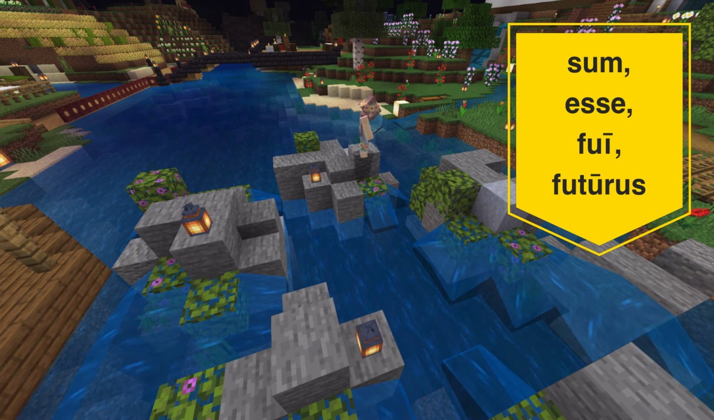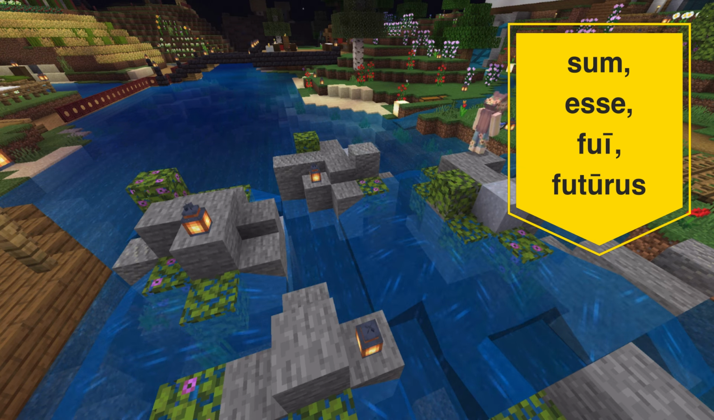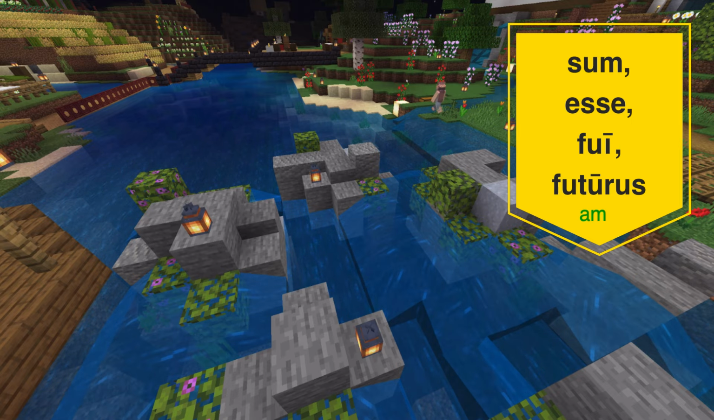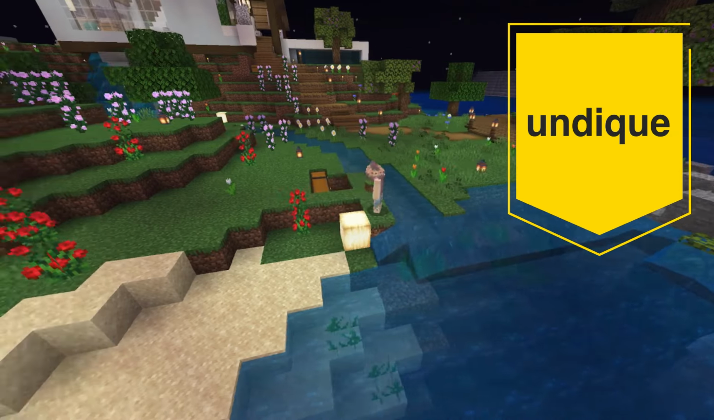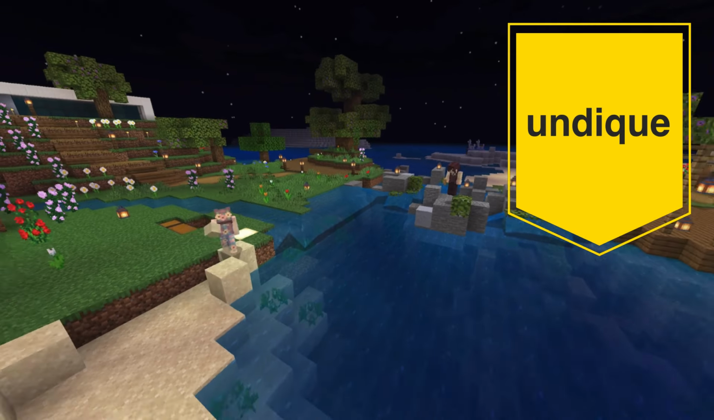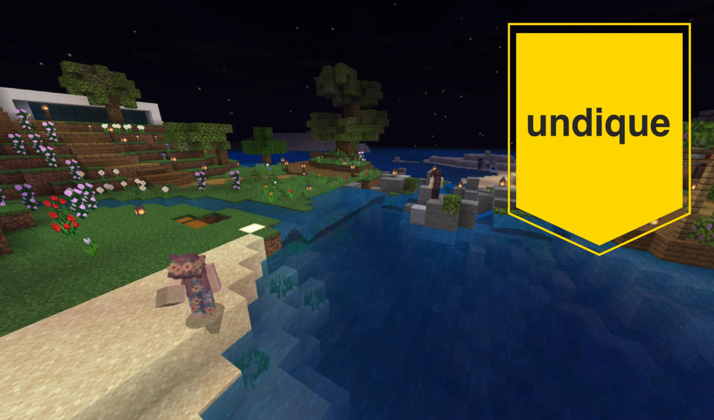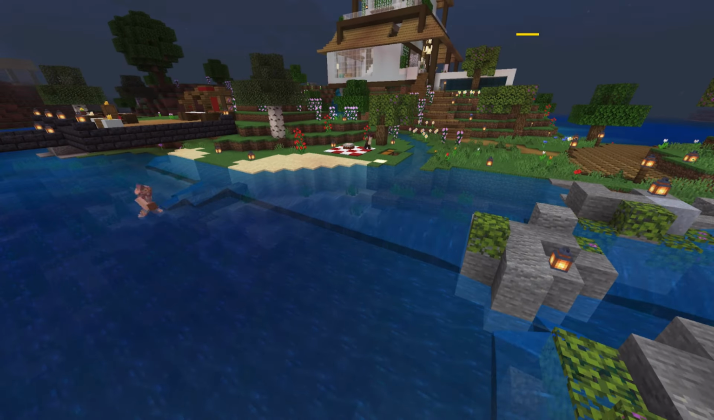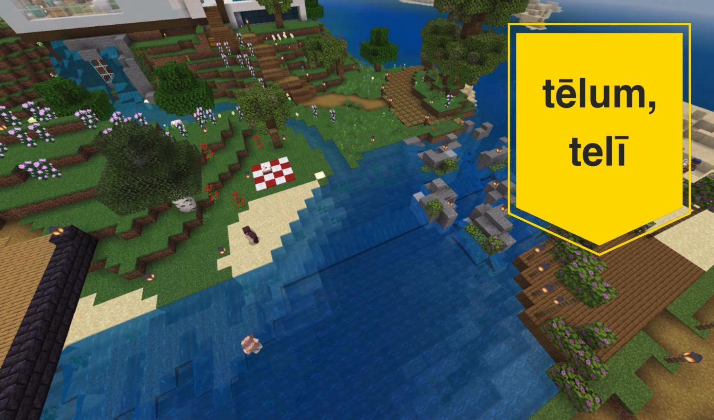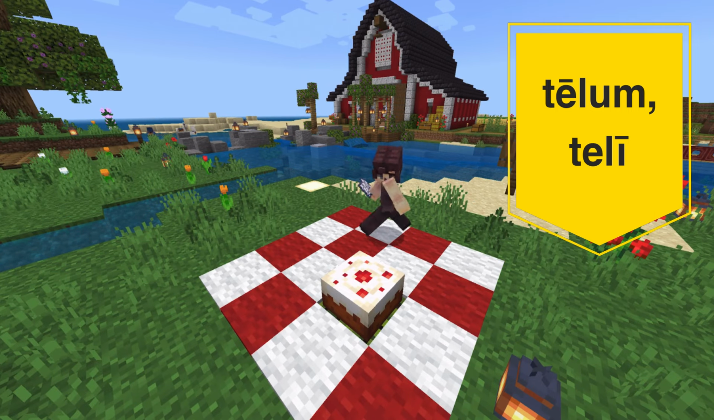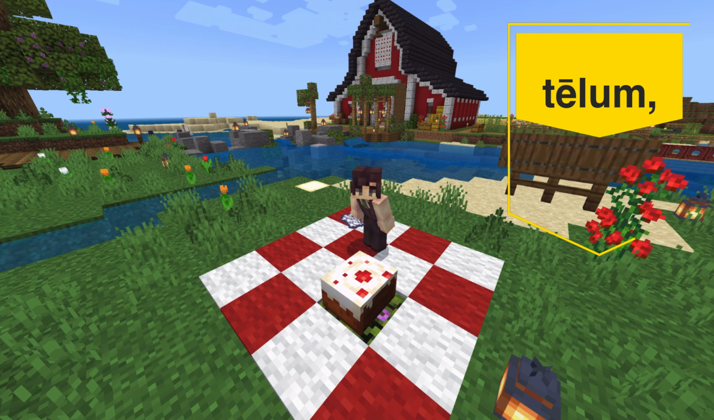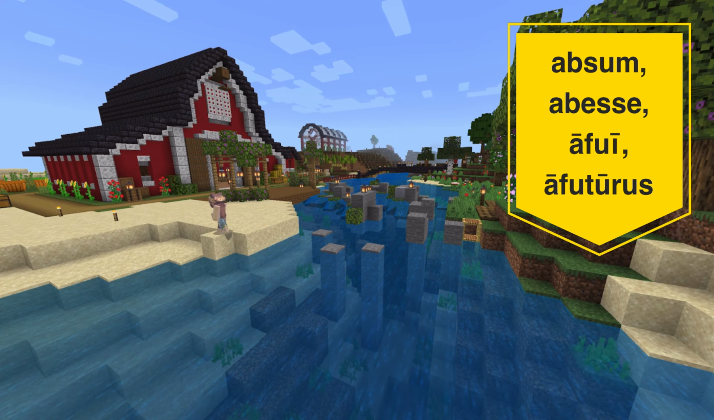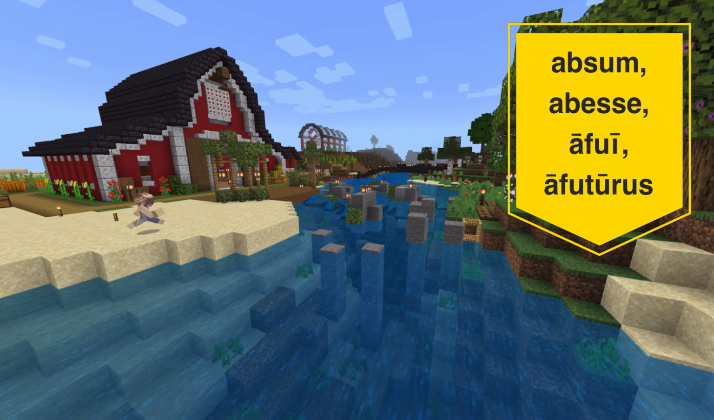All right, let's go back through these verbs and see what we can remember. Verbs and other words. So sum, esse, fui, futurus. When memorizing vocabulary, it's really easy to memorize this ending. It means am. Then we have undique. Remember, I look at the U's on all sides because undique means from all sides or on all sides. Remember, that's an adverb. Usually modifies your verbs. Then we have telum, teli. Remember, this is kind of the sneaky, nice-looking word, but it means dart. And then we have absum, abesse, afui, afuturus. Remember, this is kind of just the expansion pack of sum.